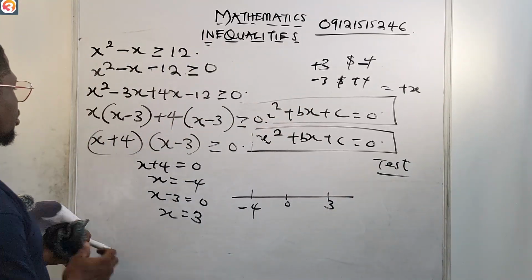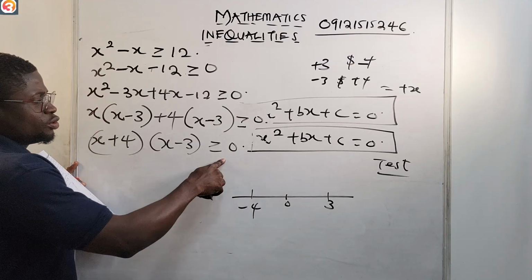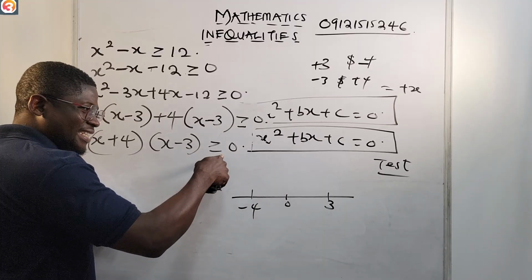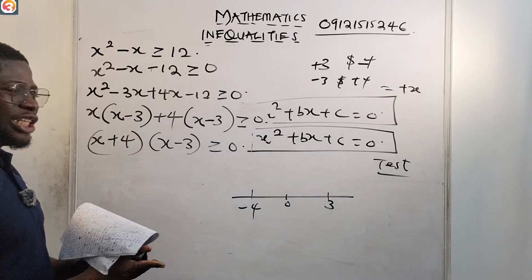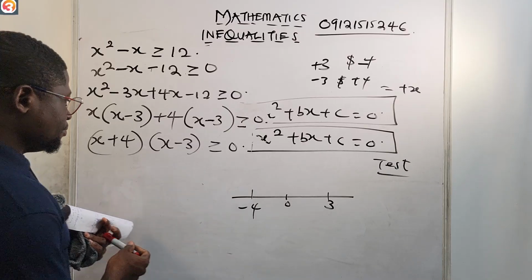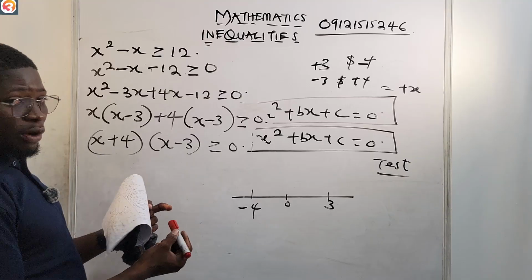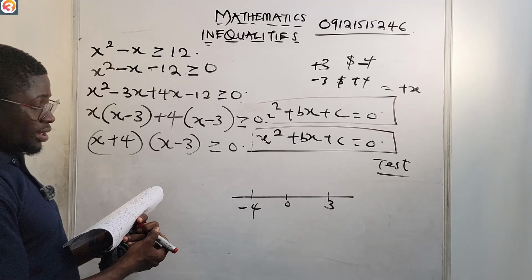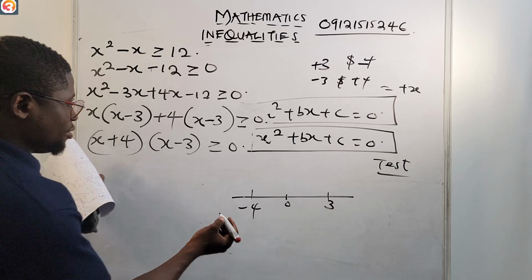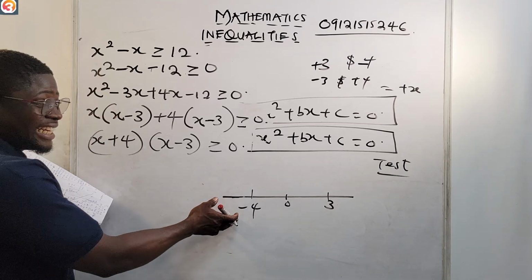So these are our equation. Let us pick values between these points to test if it is actually greater than 0. Let us test the region that satisfies this inequality. So if we are picking a value that is less than minus 4, what value can we pick? We cannot pick minus 2. Minus 2 is greater than minus 4. We can pick minus 5 because minus 5 is lesser than minus 4.